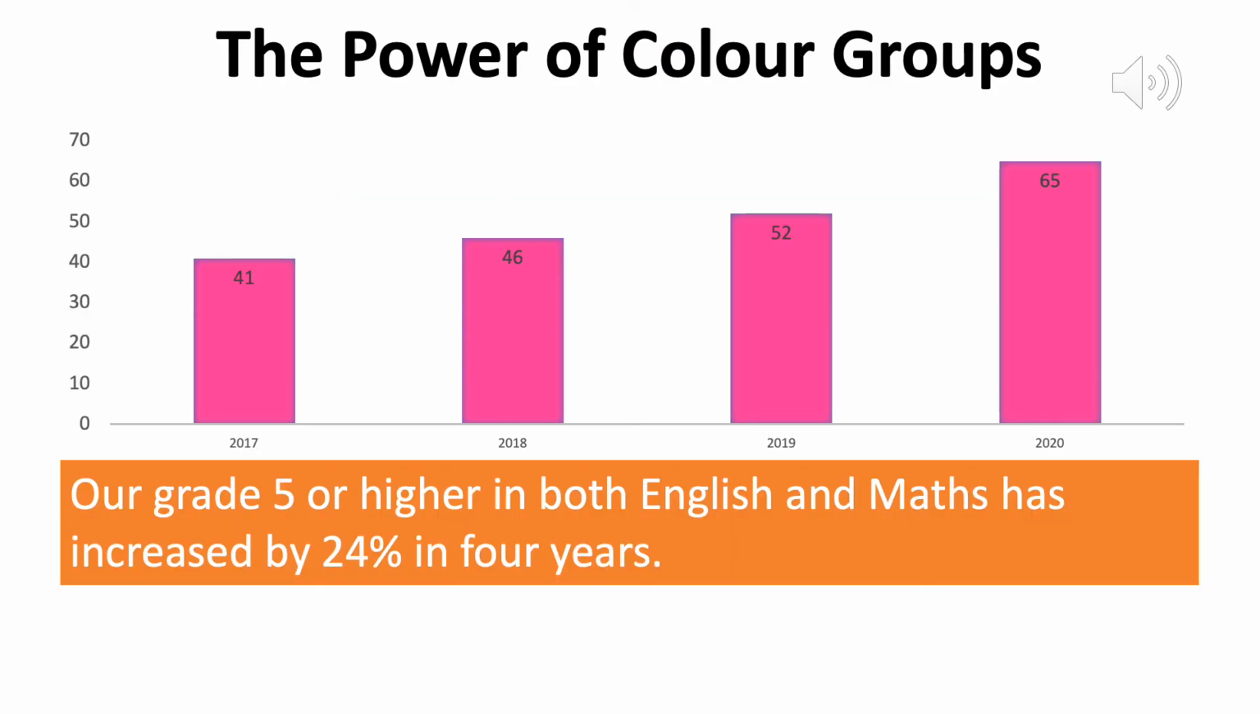Here's just a quick insight in how powerful the colour groups have been over the few years that we've implemented them. Our grade 5 or higher in both English and Maths has increased by 24% in the last 4 years, and colour groups is one of the fundamental reasons why this has happened. They were introduced in 2018 alongside Masterclass and the excellent behaviour system and the great teaching we have at school. This has all been part of the bigger change which has allowed students to continuously do better and better over the last few years.